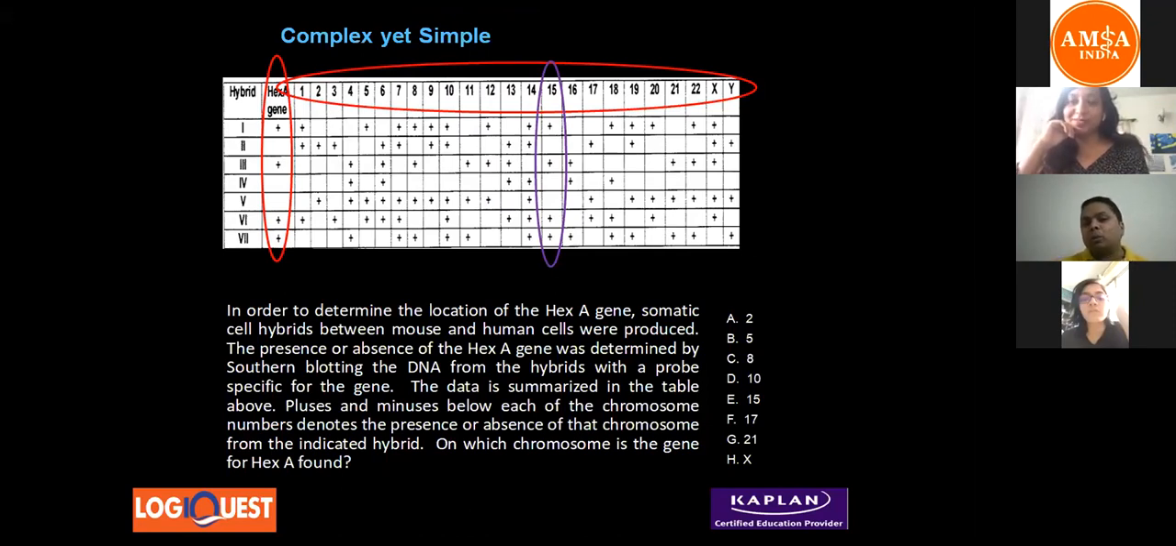So it's not always that difficult, the moment we have a look at that. So this is how we will have to tackle the questions properly in the stipulated time. So it's complex, but yet it's simple, right? So this is it.